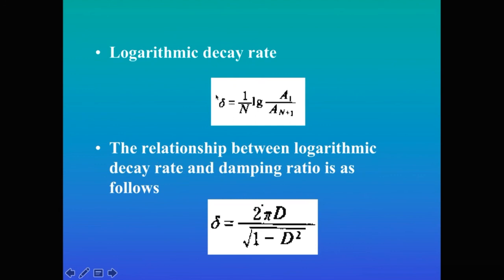Why do we want to calculate this logarithmic decay rate? There's a relationship between the logarithmic decay rate and the damping ratio, given as this. Delta equals 2 pi D over the square root of 1 minus D squared. Okay, then we use cyclic load to get delta, the logarithmic decay rate. Then we can use this equation to get the damping ratio of the soil. Now we know how to get the damping ratio in the dynamic test.